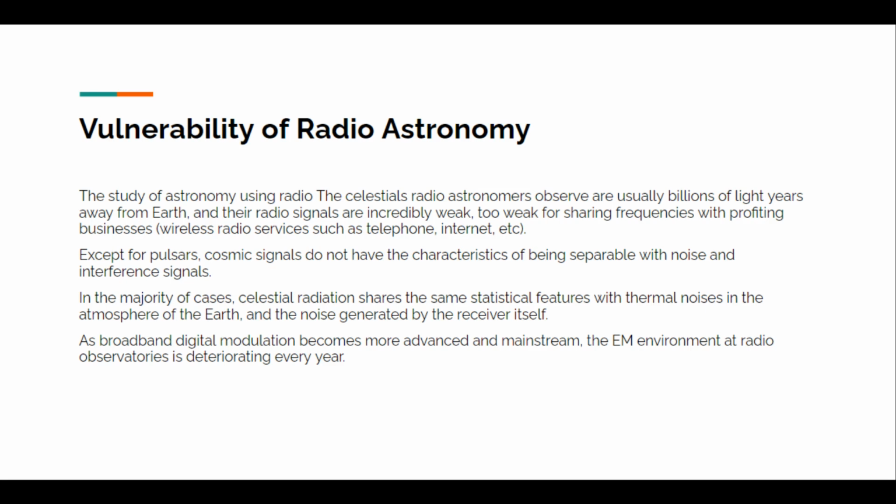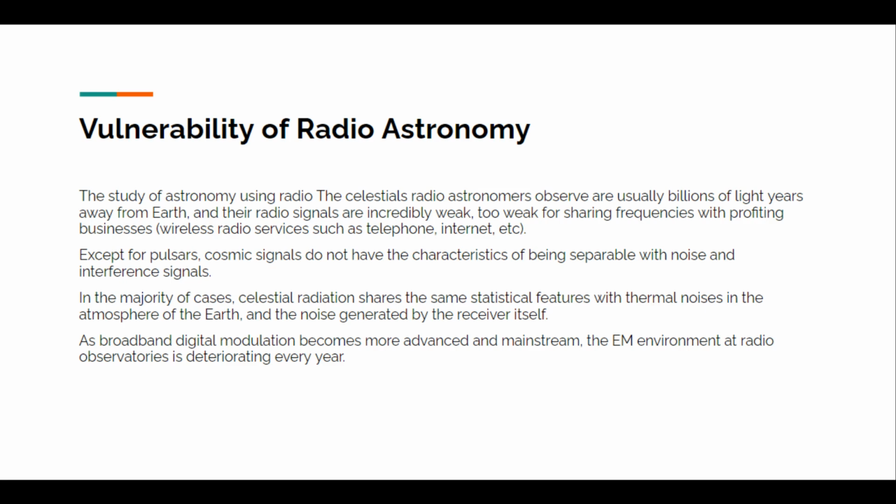Vulnerability of radio astronomy. Different from most services on the radio spectrum, radio astronomy is a passive service that focuses on the reception of data. The celestial objects radio astronomers observe are usually billions of light years away from Earth, and their radio signals are incredibly weak and difficult to share frequencies with active services, such as internet or telephone.